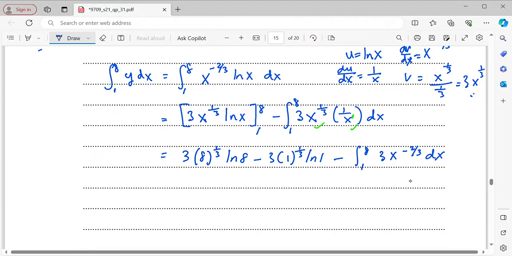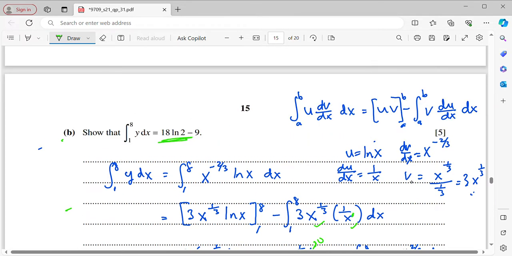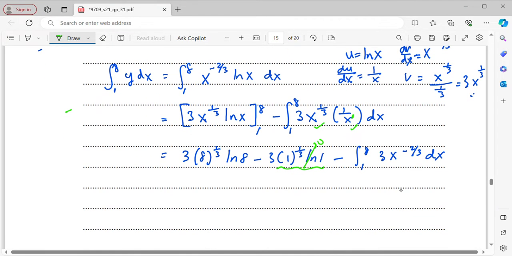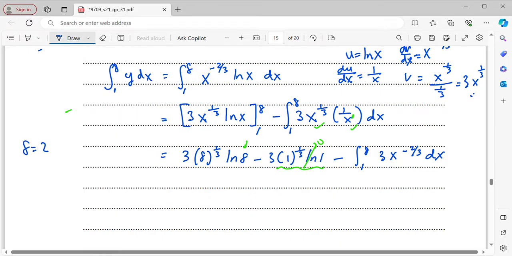Alright, and at the same time, ln 1 is 0, so it means that this whole term is 0. Okay, and when you refer to the answer here, we need ln 2. And now I get ln 8. So we know that 8 is 2 cubed. Okay, ln 8 is ln 2 cubed. We have a formula: ln a to the power b is b ln a. So the 3 can be brought down, then you get 3 ln 2.